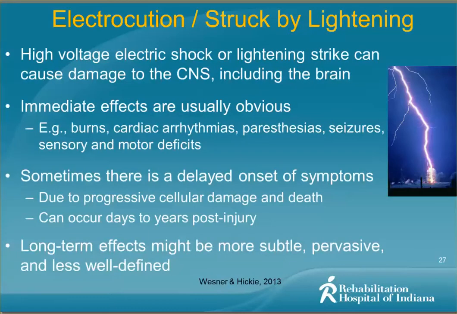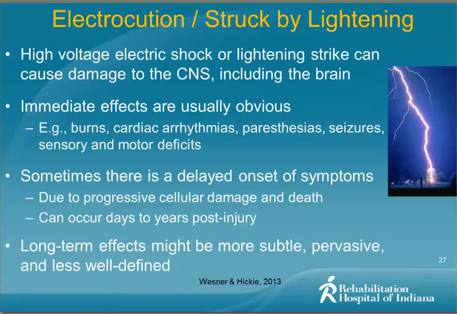recognizing the time. Okay, electrocution, struck by lightning. Again, thank goodness we don't see this all too often, but people who have been exposed to high voltage electric shocks and or electric strike can have damage to the central nervous system, including the brain. Immediate effects are obvious, so they can have burns, cardiac arrhythmias, paresthesias, which is just weird physical sensations on the skin, seizures, sensory and motor deficits.